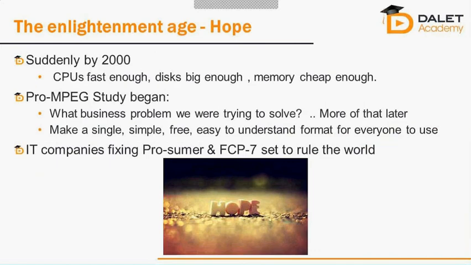By the time we got to the 2000s, we had hope. CPUs were fast enough, disks were big enough, memory was cheap enough. The ProMPEG group began a study trying to figure out what was the business problem we were trying to solve by moving files backwards and forwards. More of that later. Would it be possible to make a single, simple, free, easy-to-understand file format that everybody could use? IT companies were busy trying to fix prosumer applications, and Final Cut Pro 7 was set to rule the world. So pretty much by the 2000s, the whole IT media thing was looking pretty good.